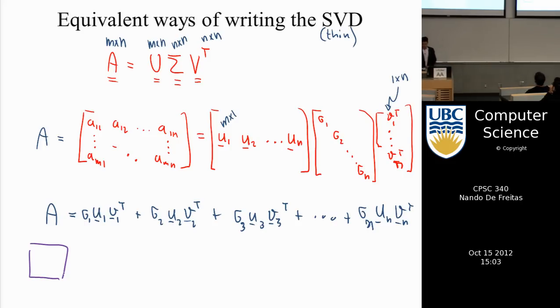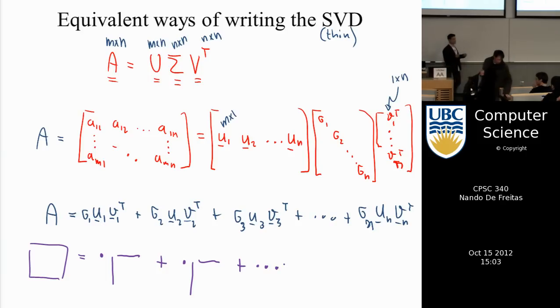And we're going to represent that as a scalar, which is just one number, times two vectors, the vector u1 and the vector v1. And then we're going to add to it another scalar and two vectors, and so on. So we're breaking down a matrix into what we call outer products of vectors.